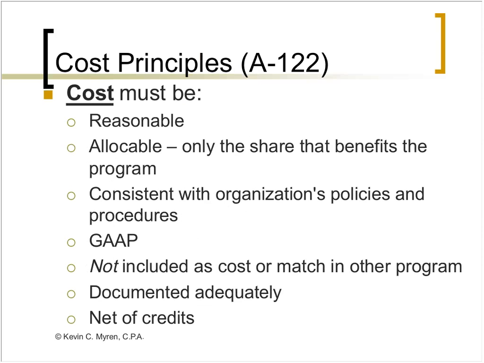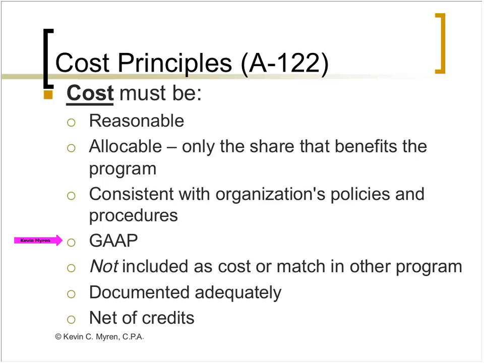So first of all, a cost must be reasonable. It can't be an unreasonable cost. Even if it's an allowable cost, it still has to be reasonable to be an allowable federal expenditure. It must be allocable. Only the share of the expense or the cost that benefits the program is allowed to be charged to that program. It must be consistent with the organization's policies and procedures. In other words, you can't have a two-tiered cost system, one for federal costs and one for other costs. It must treat costs consistently across your organization.